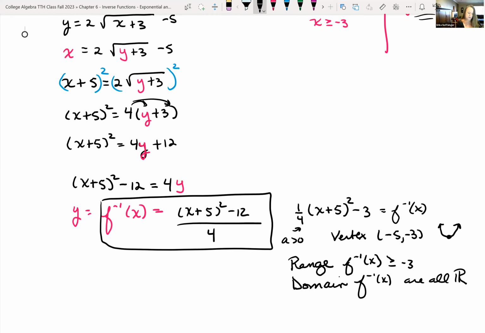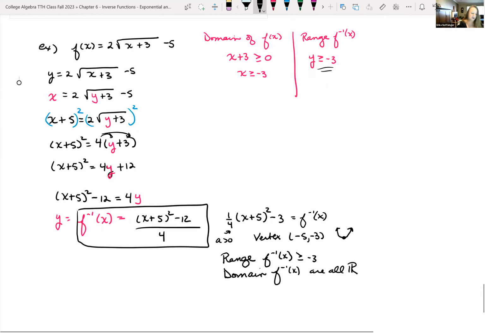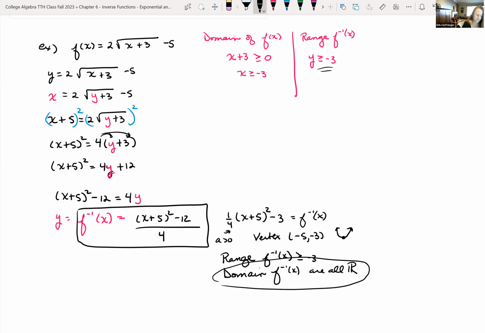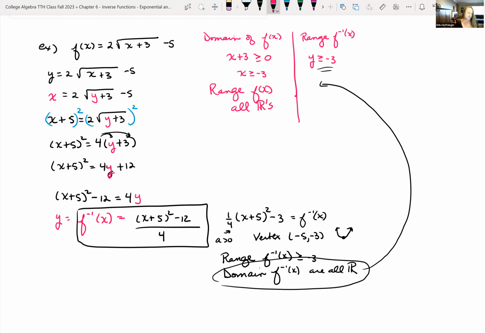And I know that the domain of my inverse function is also the range of my original function. So the range of f of x is all reals, negative infinity to infinity. So given a one-to-one function, we were able to find its inverse function, and we were able to find the domain and range of both of those.